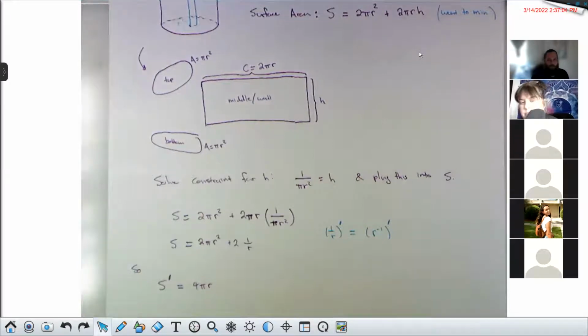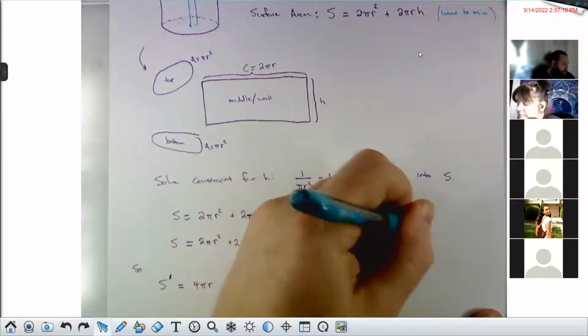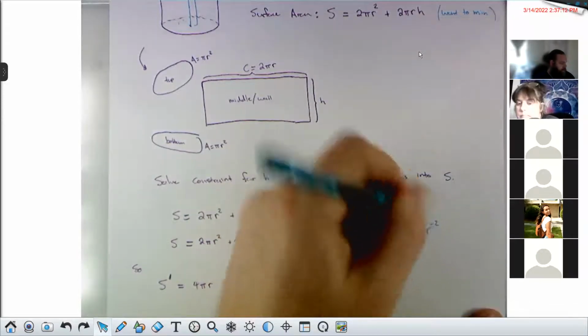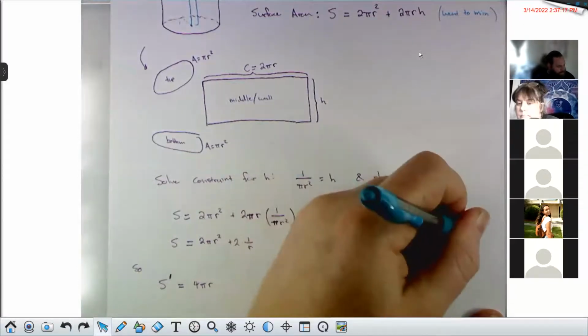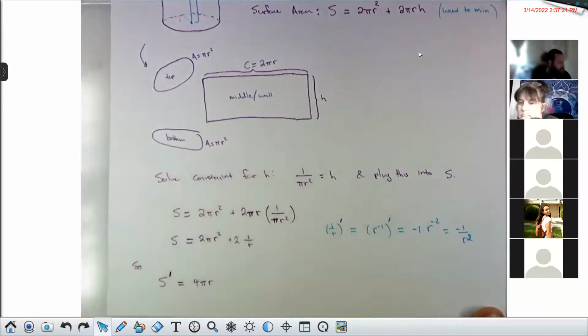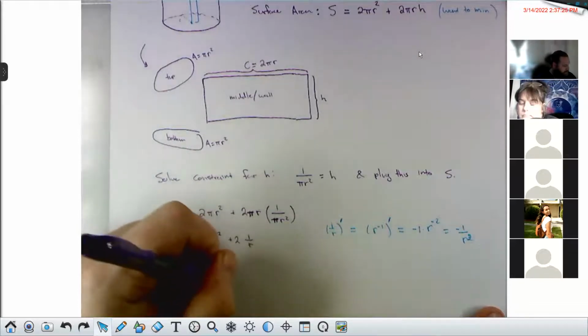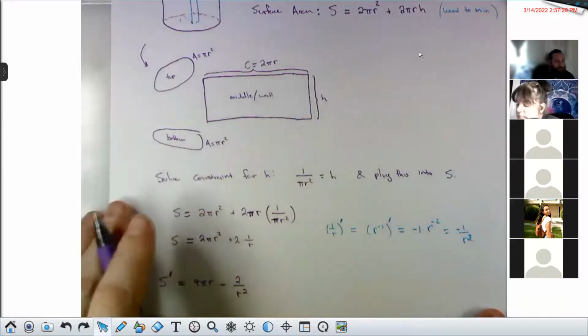We can write 1 over r as r to the -1. And then when I differentiate that, I get -1 times r to the -2, which is -1 over r squared. So the second piece here, this plus 2 times 1 over r, is going to become minus 2 over r squared.